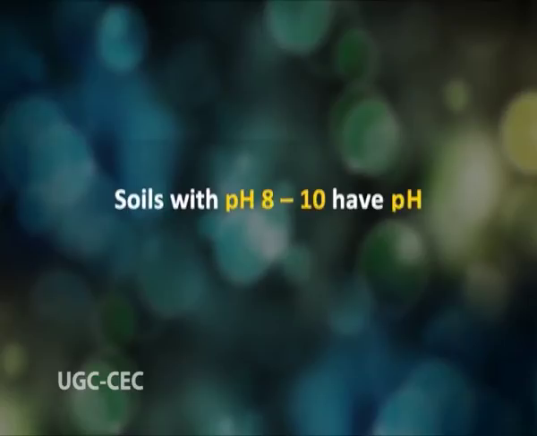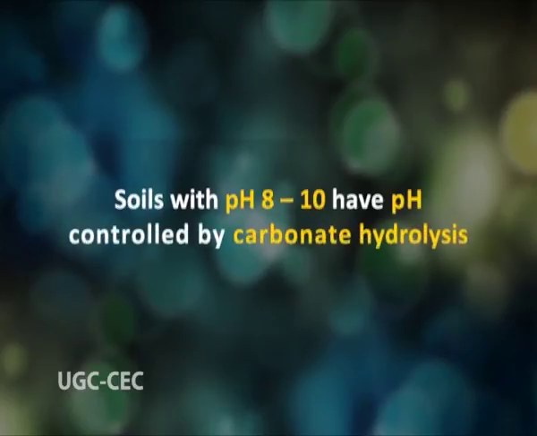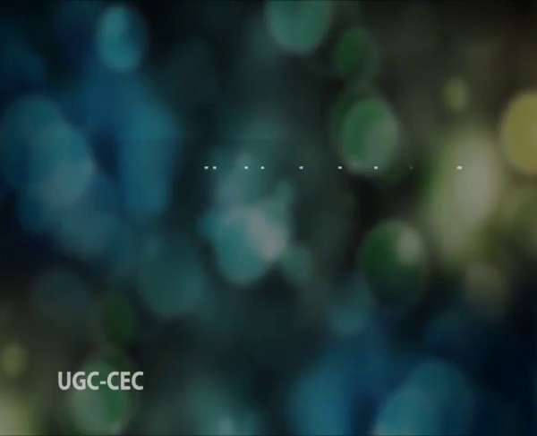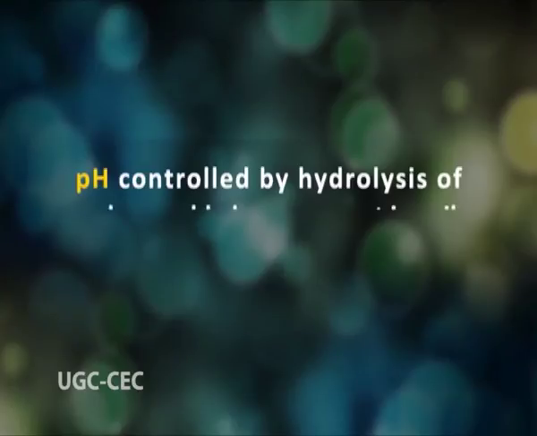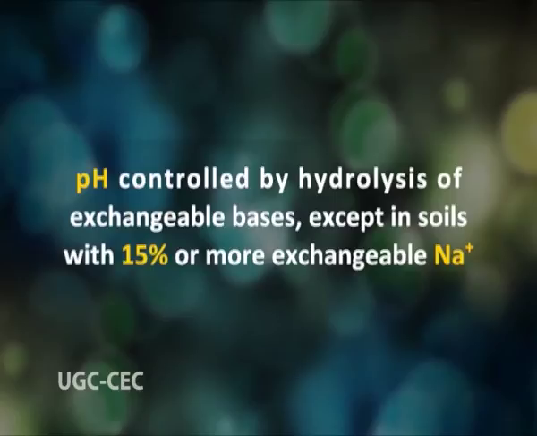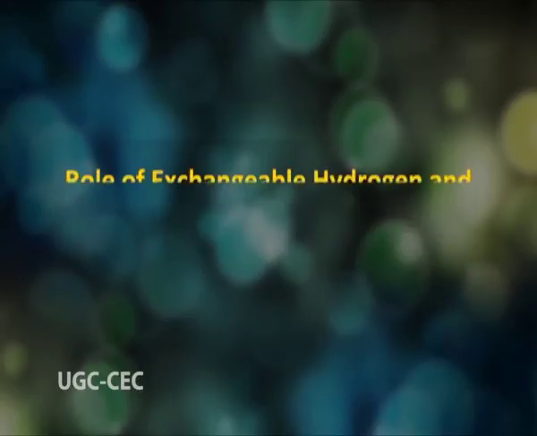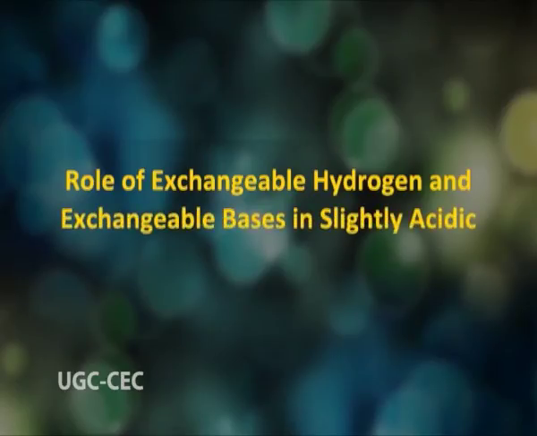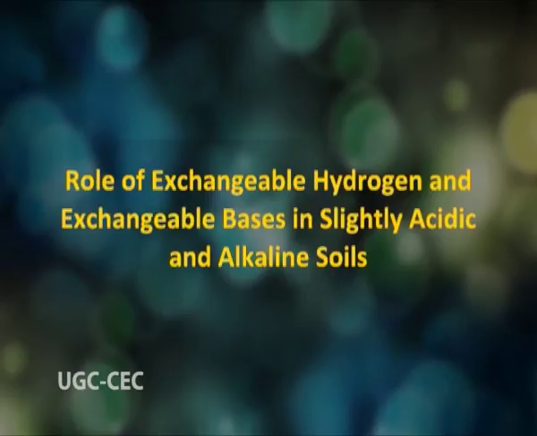Thus, soils in the pH range of about 8 and up to 10 have a pH that is controlled mainly by carbonate hydrolysis. To a lesser extent, it is controlled by hydrolysis of exchangeable bases except in soils with 15% or more exchangeable sodium. Now, the role of exchangeable hydrogen and exchangeable bases in slightly acidic and alkaline soils.